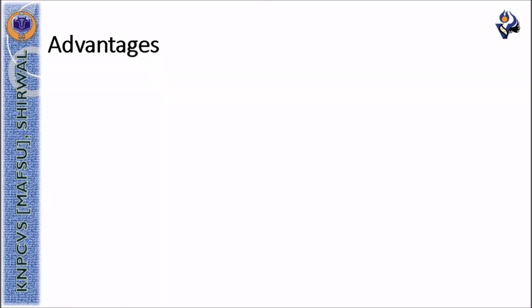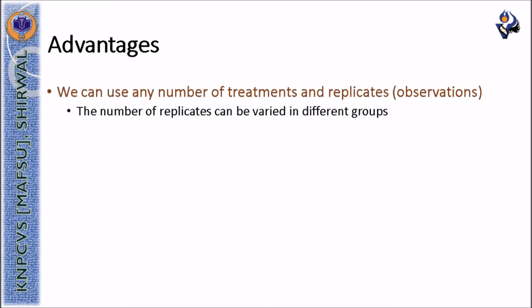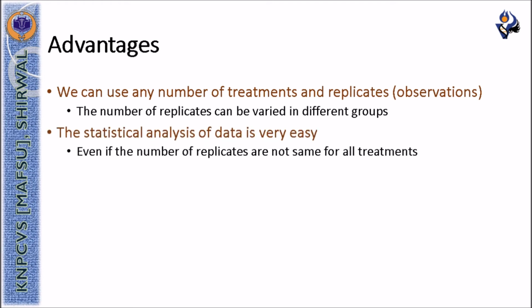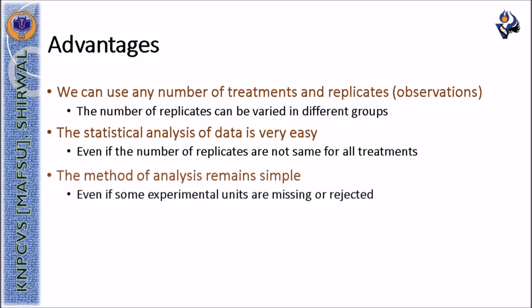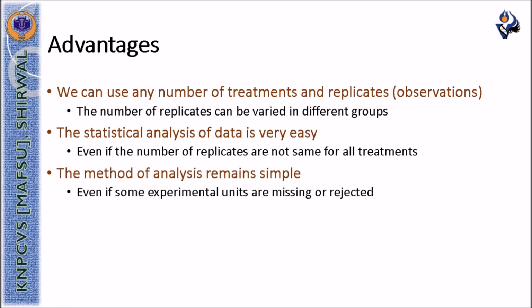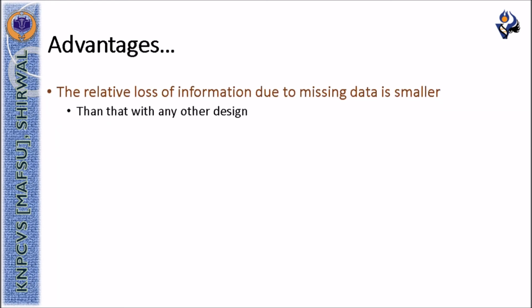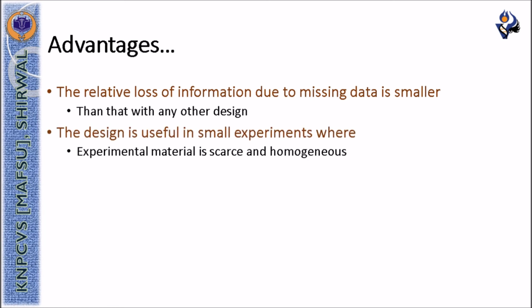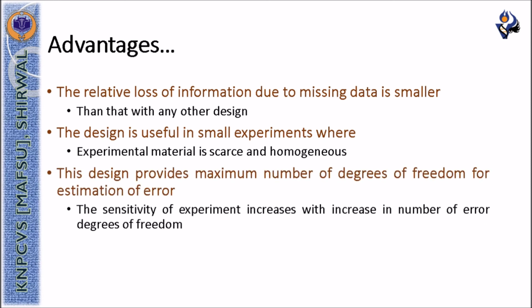In CRD, we can use any number of treatments and replicates, and the statistical analysis of the data is very easy even if some experimental units are missing or rejected. The relative loss of information due to missing data is smaller as compared with any other design. The design is useful in small experiments where the experimental material is limited but homogeneous. This design provides maximum number of degrees of freedom.